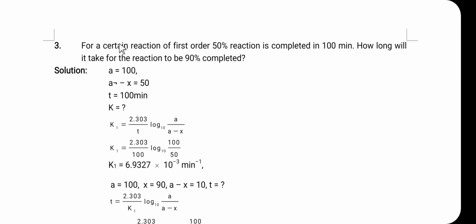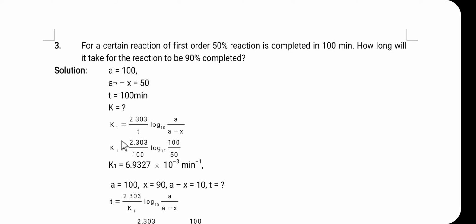Third problem: for a certain reaction of first order, 50% reaction is completed in 100 minutes. How long will it take for the reaction to be 90% completed? Again, this is a two-step problem. In the first step, a certain reaction is of first order, and 50% reaction is completed in 100 minutes, that is, A is equal to 100, A minus x is equal to 50. So, T is equal to 100 minutes, and we have to find K.